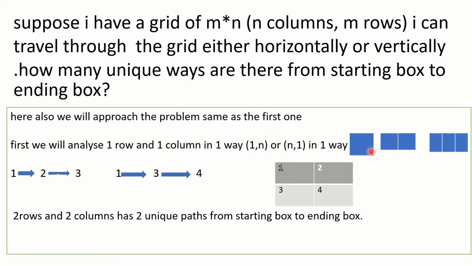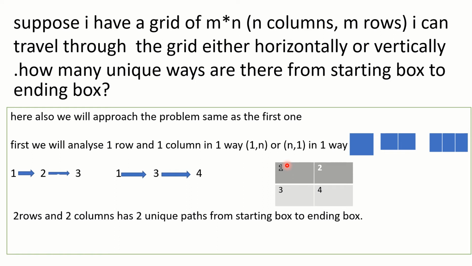So if one block is there, there is only one way. If one row, two columns are there, there is only one way to reach the end. If one row, three columns are there, there is only one way to reach the starting to ending. Suppose 1 comma n is there, only one way. N comma 1 is there, only one way, because 1 comma n and n comma 1 are the same. If you tilt the thing by 90 degrees, both are the same. So if I increase one row and one column here, 2 into 2 means 2 rows, 2 columns.